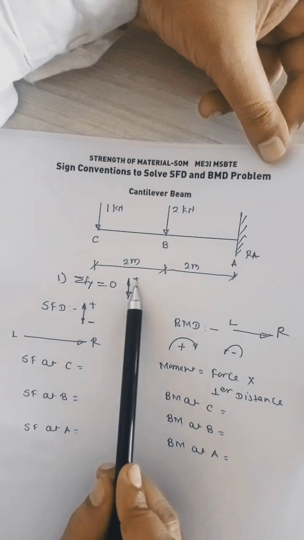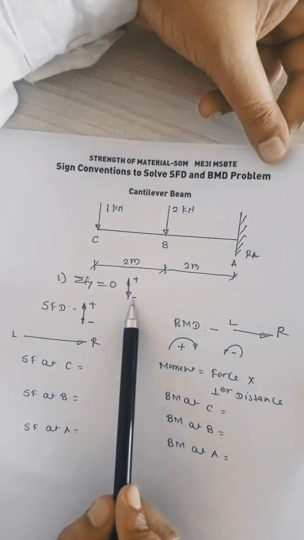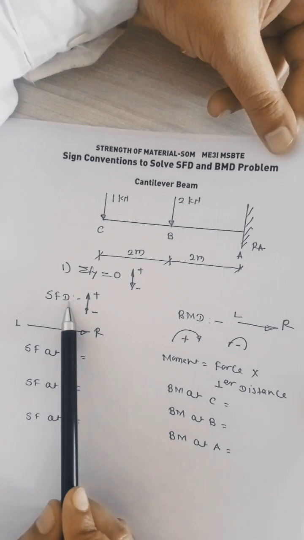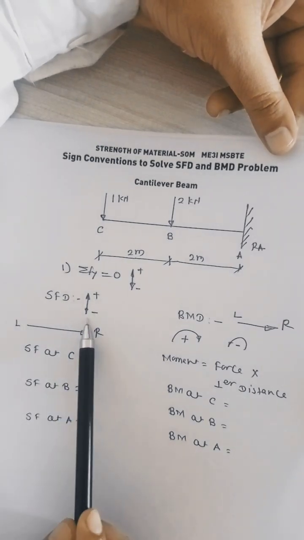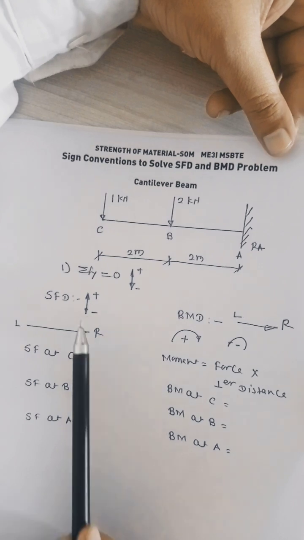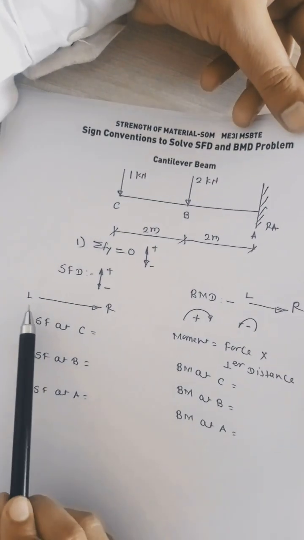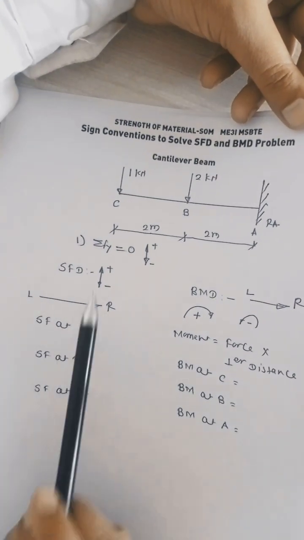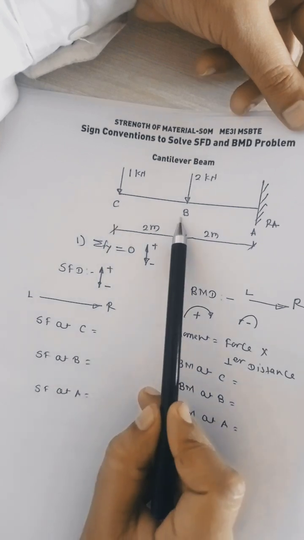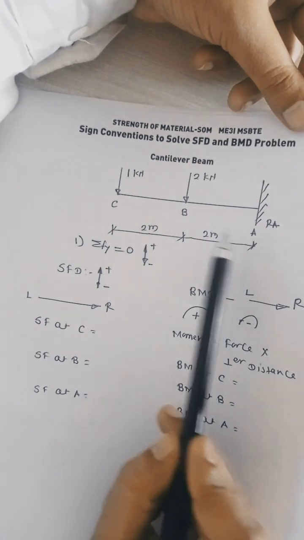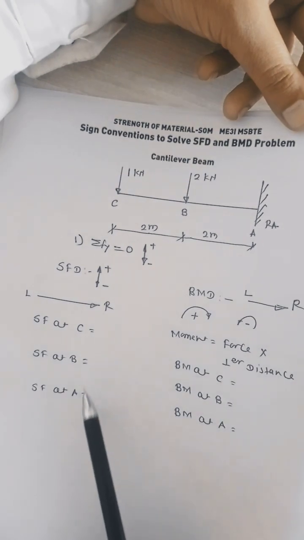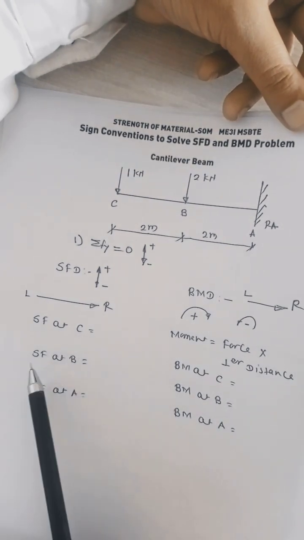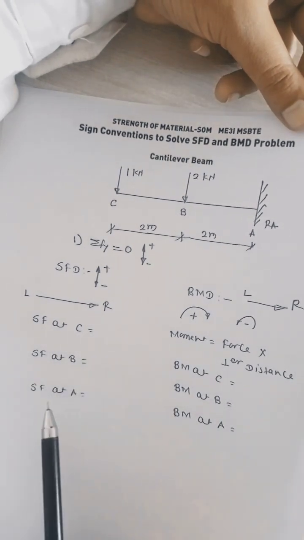Upward going forces will be positive and downward going forces will be negative. So to calculate the SFD, the sign convention is upward going forces positive and downward going forces negative. In SFD, we have to move from left to right, meaning SF at C, SF at B and SF at A. In this cantilever, there will be no UDL, so we write the name sequence SF at C, SF at B and SF at A.